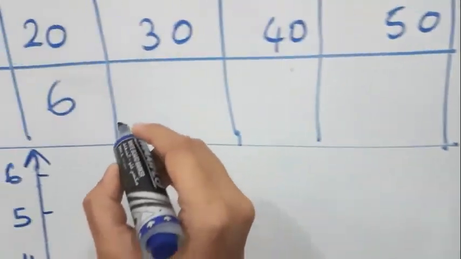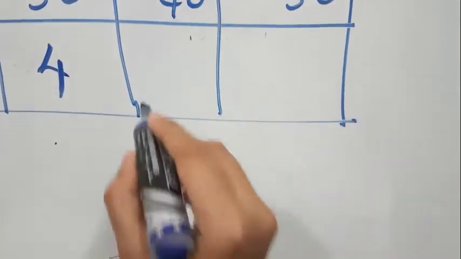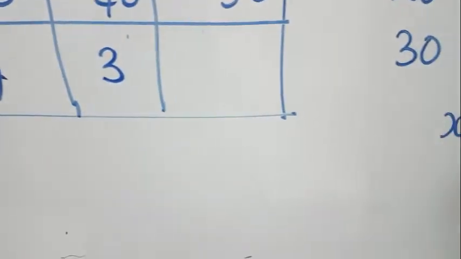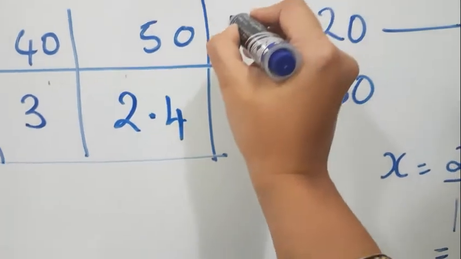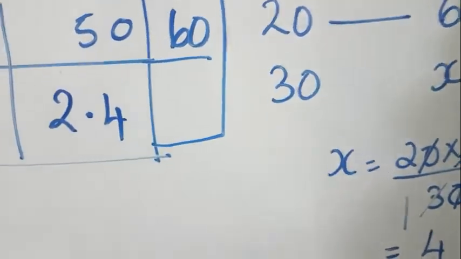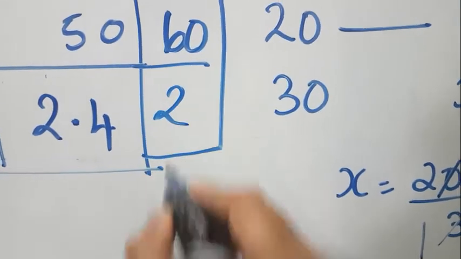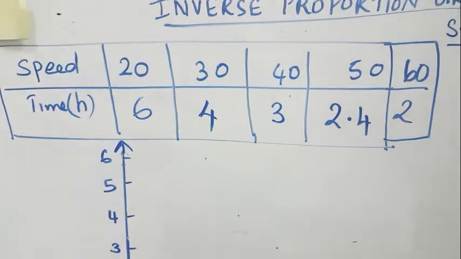So now you complete the table. When it is 30, it is 4 hours. When it is 40, if you do the calculation, you will get it as 3 hours. And when it is 50, you will get it as 2.4. And let's add one more. When it is 60, it is 2 hours. Okay. So now we have the table completed. We can plot the graph.